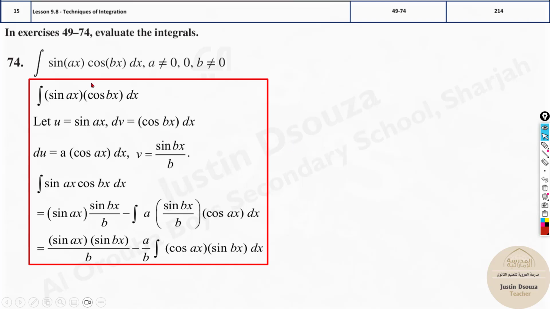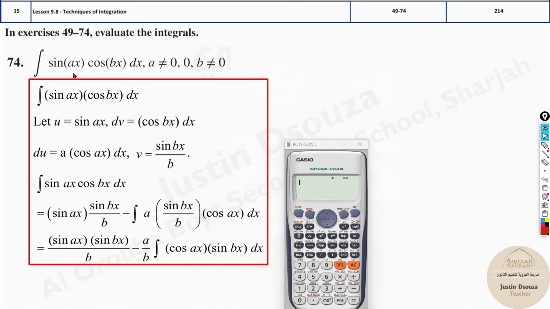There are just plenty. Now, what if you have sine ax and cosine bx? What happens over here in such cases? Not to worry. What I will do is assume some values for A and B. So let me consider this. Let me type it out as it is.